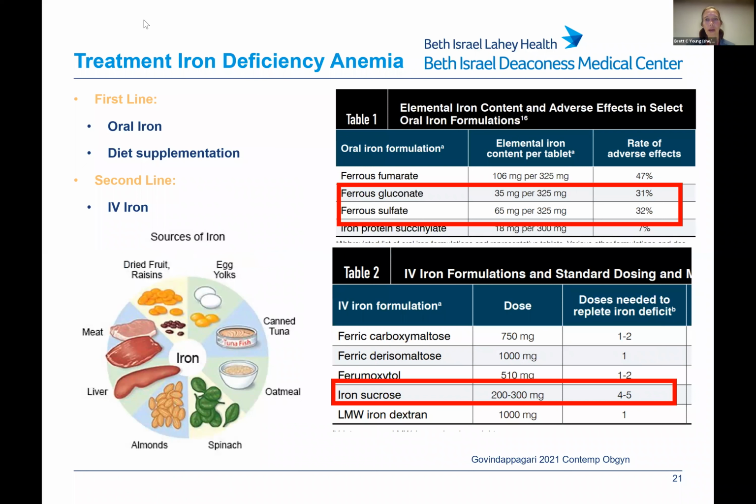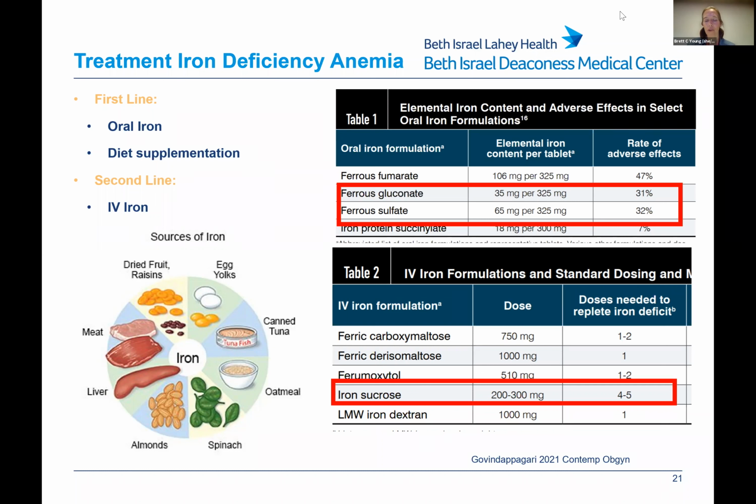So thinking more about dosing of oral iron and IV iron. First line treatment for iron deficiency anemia, once we diagnose iron deficiency anemia, as we spoke about, is oral iron, diet supplementation, and you can see the picture on the bottom left.